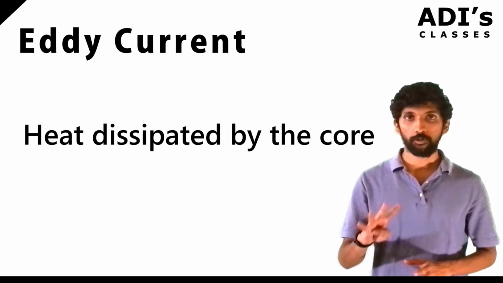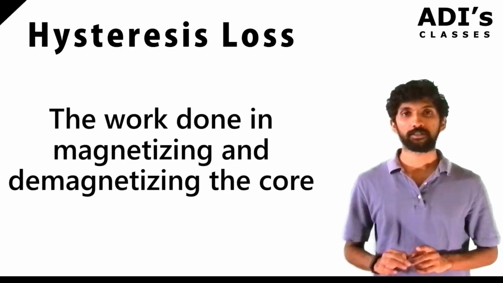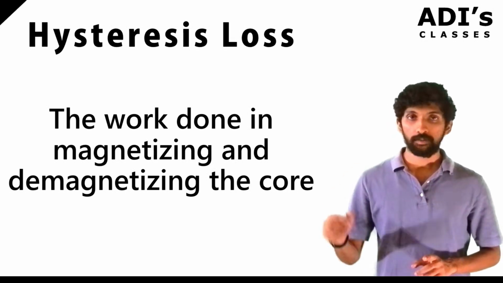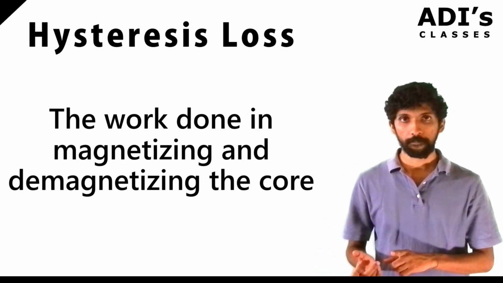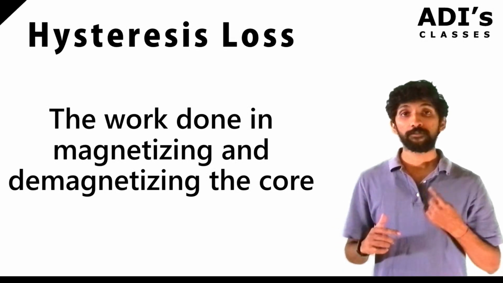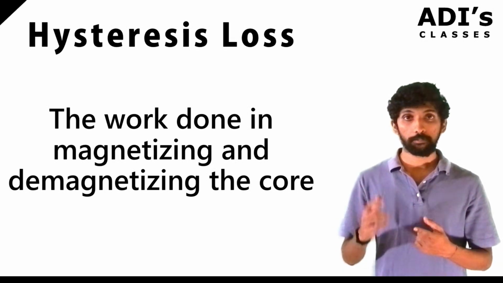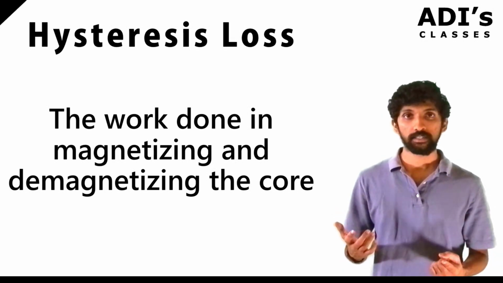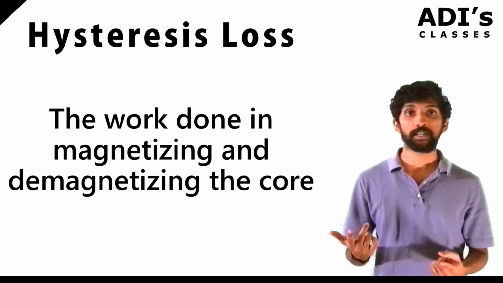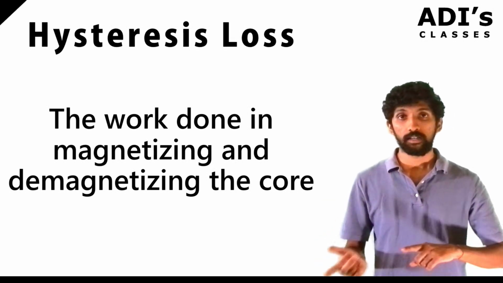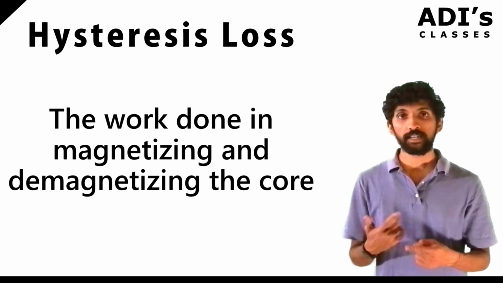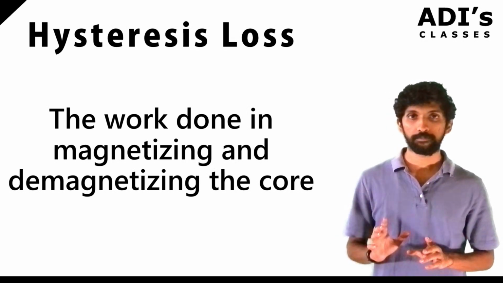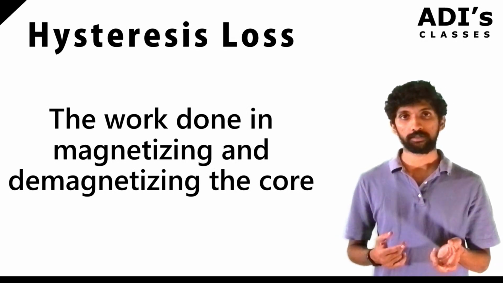Next, the fourth loss is hysteresis loss. See, hysteresis, remember the hysteresis curve, we used to magnetize, demagnetize, correct? Now here also, as the flux is changing, part of the metal will get magnetized. In the other cycle of the alternating current, it will demagnetize. So again magnetize, again demagnetize. So here we are working to magnetize and demagnetize, correct? So again, this is one of the losses.